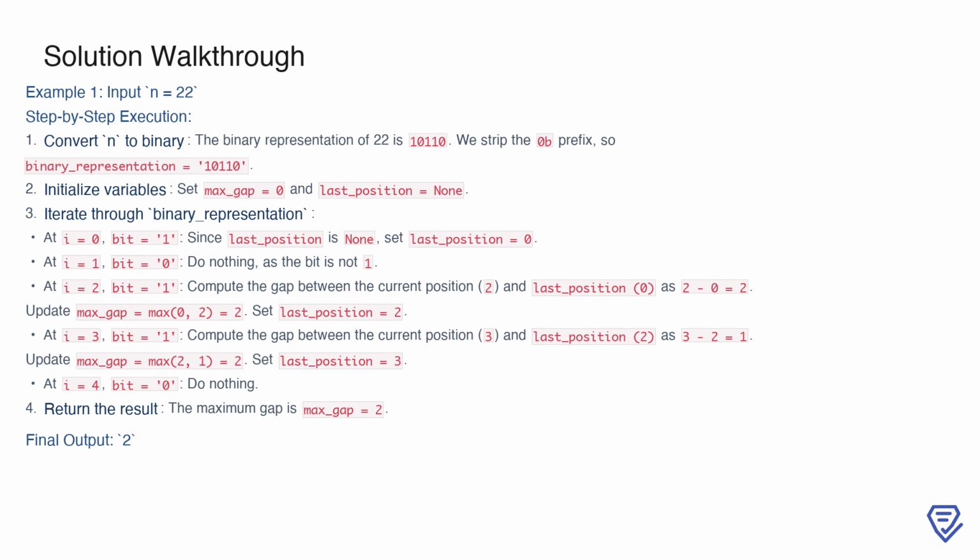At index 3, the bit is 1 again. The gap between the current index 3 and last_underscore_position, which is now 2, is 1. Max_underscore_gap remains 2 since 2 is greater than 1. We then update last_underscore_position to 3. Finally, at index 4, the bit is 0, so we skip it. After completing the iteration, we return the value of max_underscore_gap, which is 2.